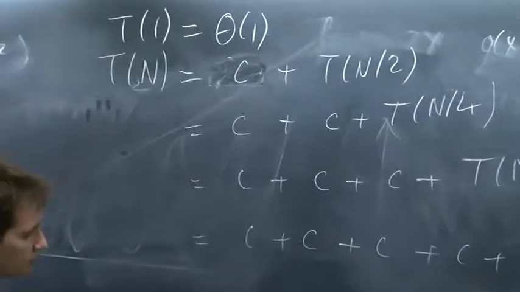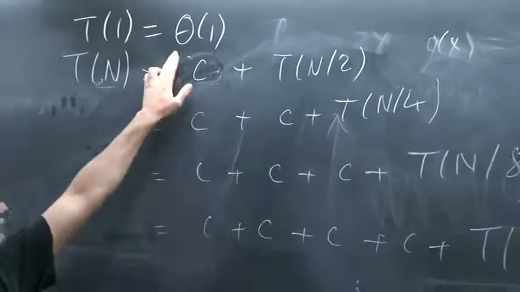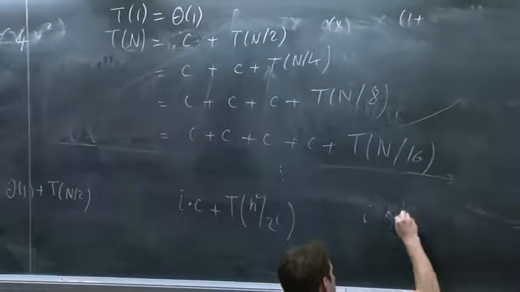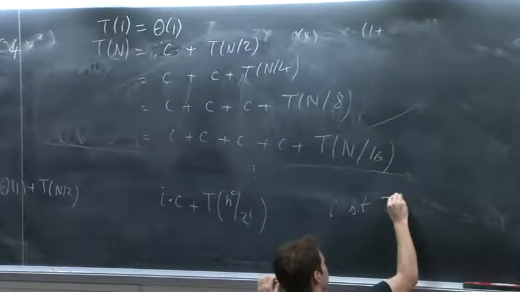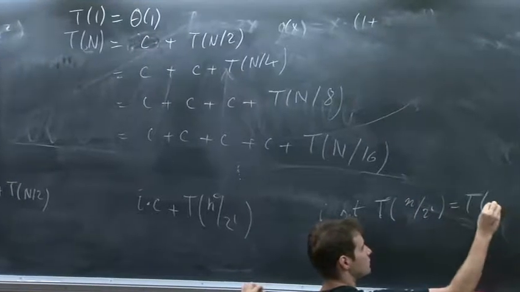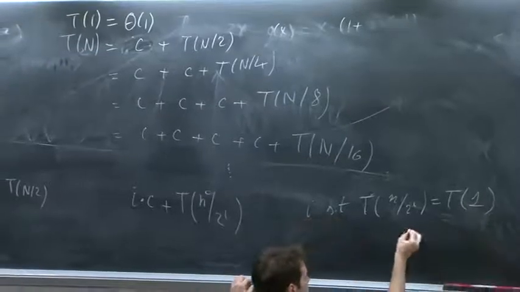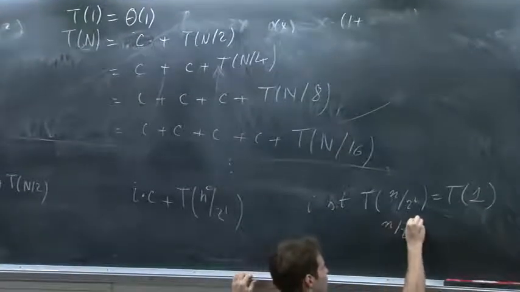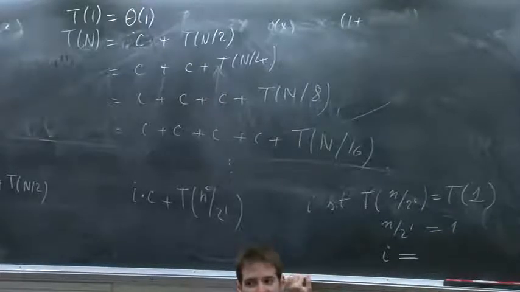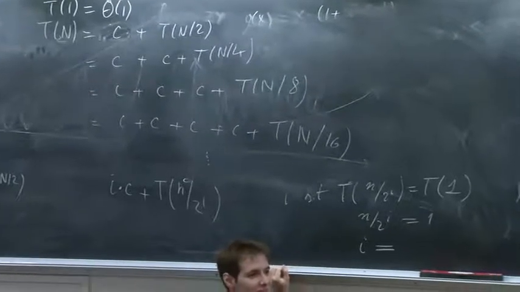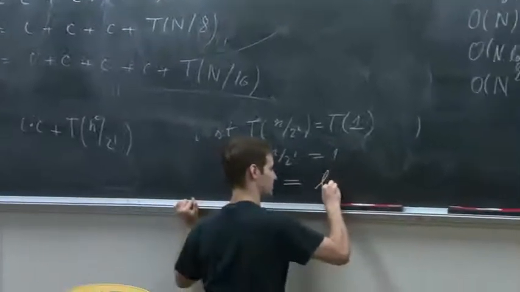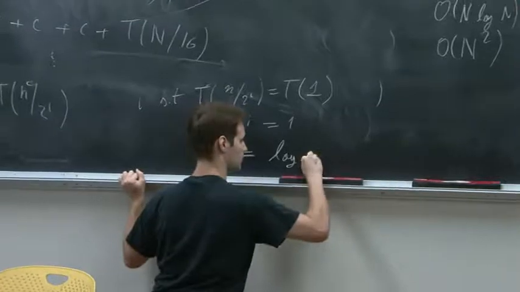So I want to write this in such a way that this becomes this. So I want to figure out an i such that T of n divided by 2 to the i equals T of 1. And the easiest way of doing that is to say that n divided by 2 to the i is 1. So i is the inverse of an exponential. Anyone? Logarithm, thank you. Log n.